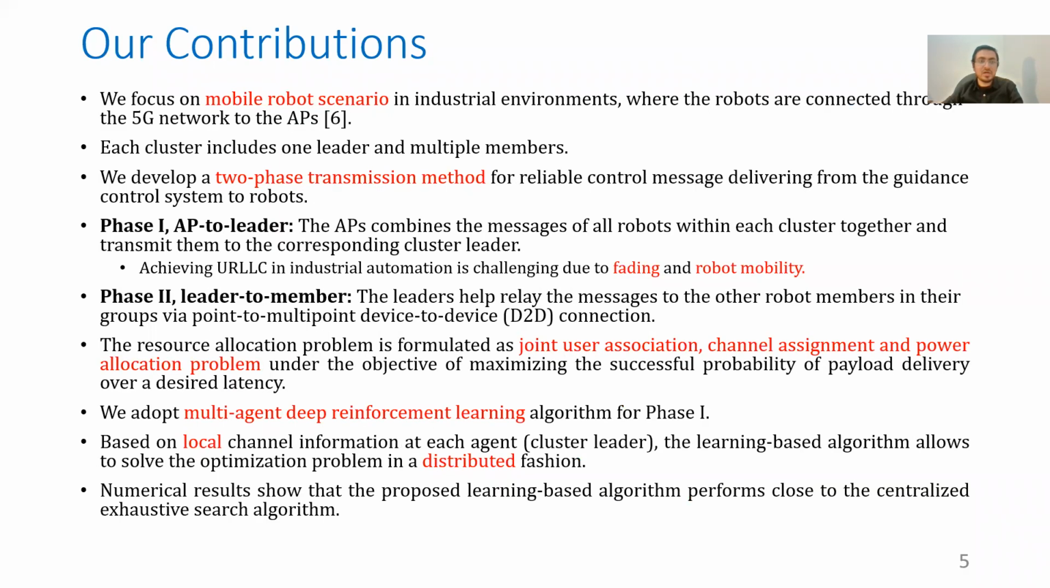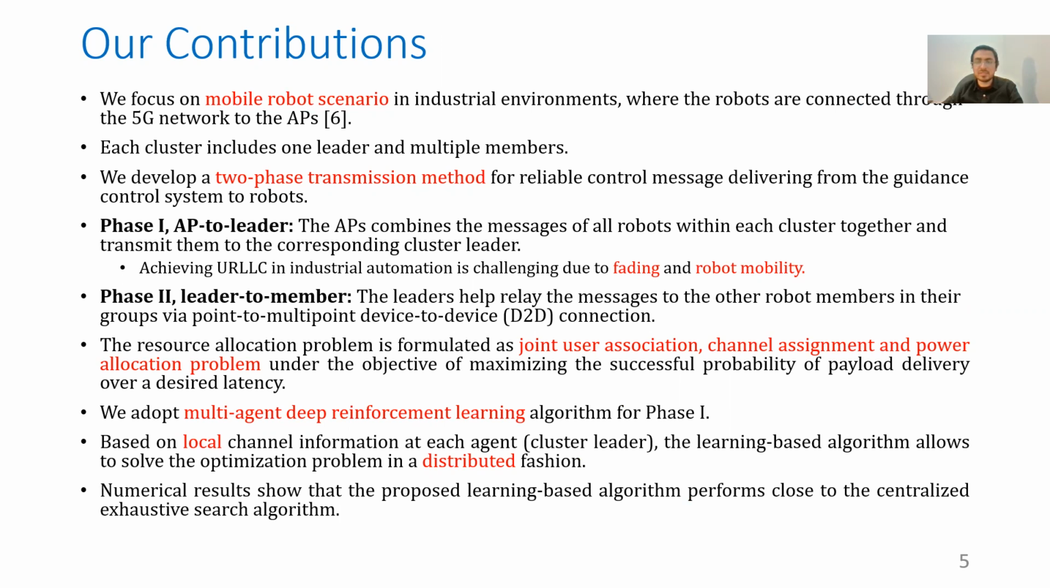So we consider a mobile robot scenario in industrial environments, where the robots are connected to the access points through the 5G network, and all robots require control messages. We consider a factory floor setting which consists of multiple clusters, where each cluster consists of one leader and multiple members. We divide the communication into two phases.